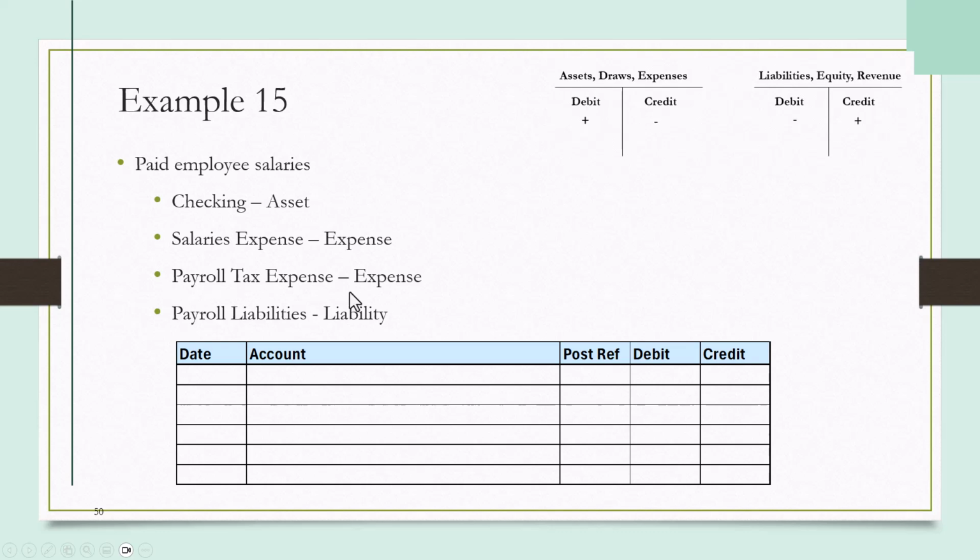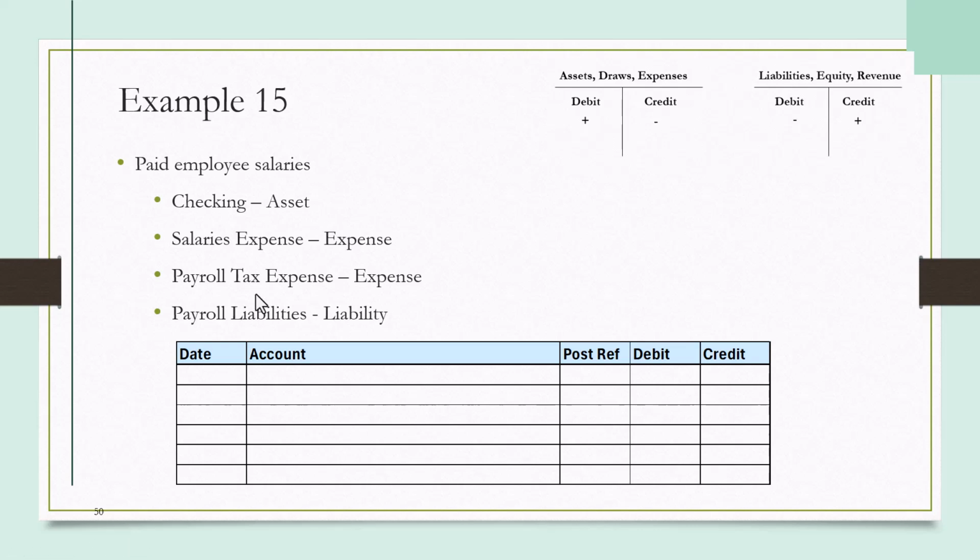Payroll tax expense, that would be any employer taxes that the employer or the business has to pay. That is just another expense. So it will be similar to salaries expense, although it'll probably be a much smaller number. We would be debiting payroll tax expense for any employer taxes.